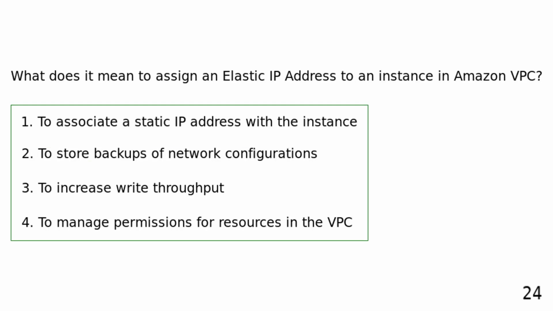What does it mean to assign an elastic IP address to an instance in Amazon VPC? To associate a static IP address with the instance. To store backups of network configurations. To increase write throughput. To manage permissions for resources in the VPC.